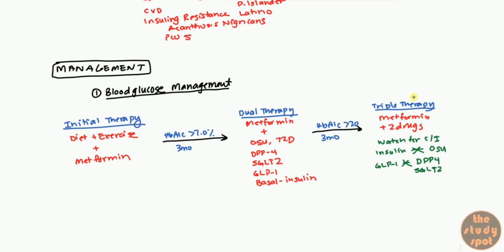And if this doesn't work, then you go into a more intensive type of insulin therapy, and it goes up from there depending on how you want to do it. So you can see that when you're dealing with type 2 diabetes, you have this stepwise progression, increasing the number of drugs depending on their HbA1c level.